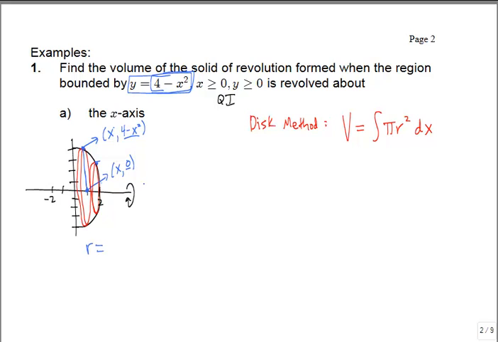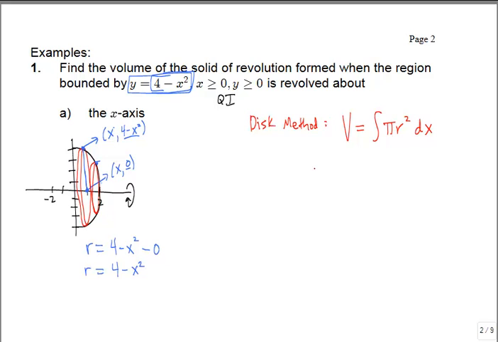And in order to ensure that you're getting a positive distance, you always want to do the top point minus the bottom point. So we want to do the top y value, which is 4 minus x squared, minus the bottom y value, which is just 0. So that means the radius function that I want to use is 4 minus x squared. And we're going to take that and put that right over here.